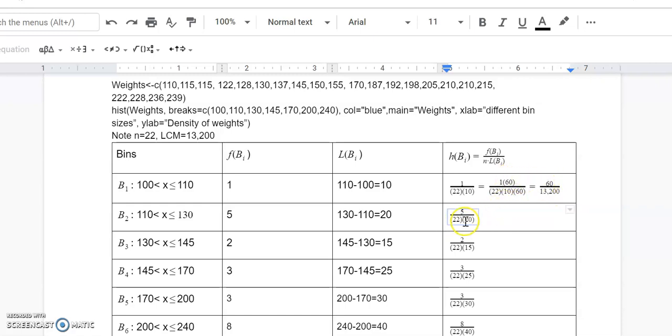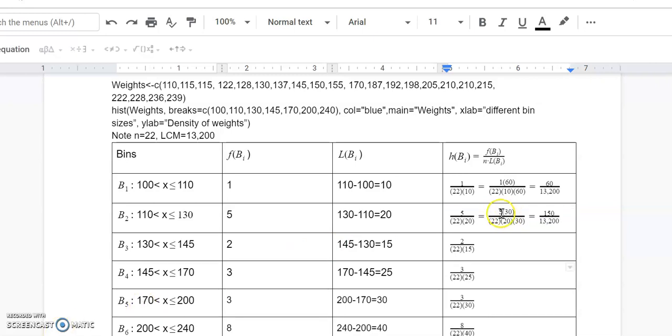This is 22 times 20. So it's going to be basically 22 times 10 and 22 times 20. This is twice as big. So we're going to multiply, looks like top and bottom by 30. You can check. So multiply top and bottom by 30, we get, so it'll be 5 times 30 over 30 times this down here. So 5 times 30 will be 150. So it'll be 150 over 13,200.